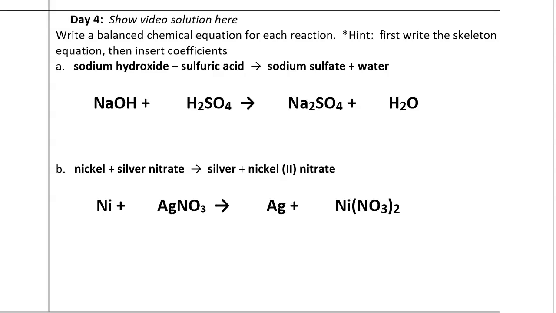And I'm sure it makes sense to you that you have to write the correct formulas for each compound, or there's no way that you're going to be able to balance it. So question A, we have sodium hydroxide plus sulfuric acid produces sodium sulfate plus water. For every one of these compounds written out as its name, we have to give the correct skeleton formula.